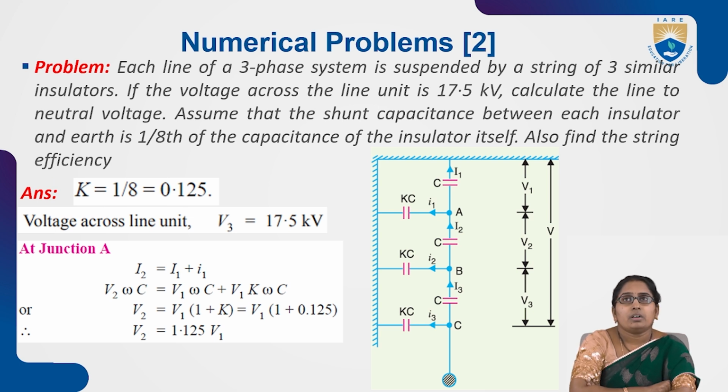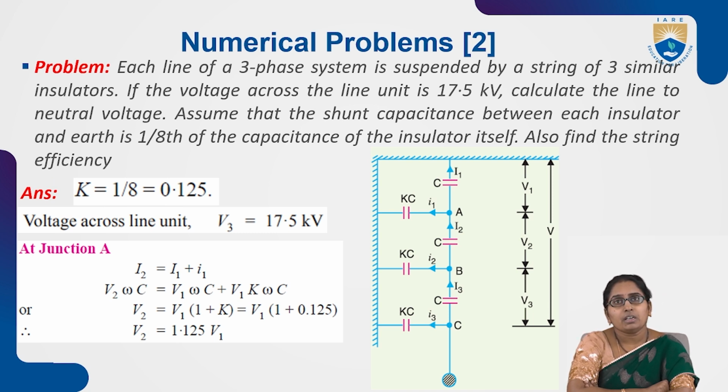Now, in the question, they're asking for the string efficiency also. So what is the given data? It is just given the string with three units, three insulators, and they have given V3 as 17.5. K is given as 1 by 8, and they are asked to calculate the system operating voltage, the phase voltage, and also the string efficiency.